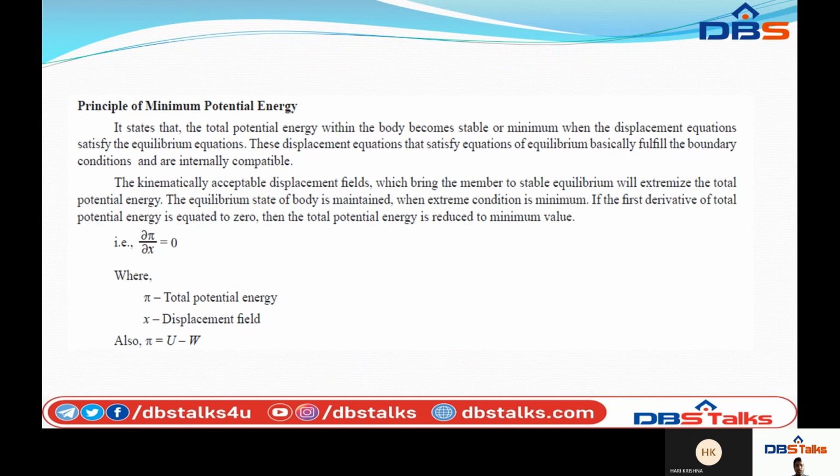We already know that the potential energy is indicated by using pi. Here, the first variation of the total potential energy is equated to 0: dou pi by dou x is equal to 0. Then the total potential energy is reduced to a minimum value, where pi is the total potential energy and x is the displacement field. We already know that pi is the total potential energy. It is obtained by subtracting the work done due to external force from the strain energy of the system of the body.